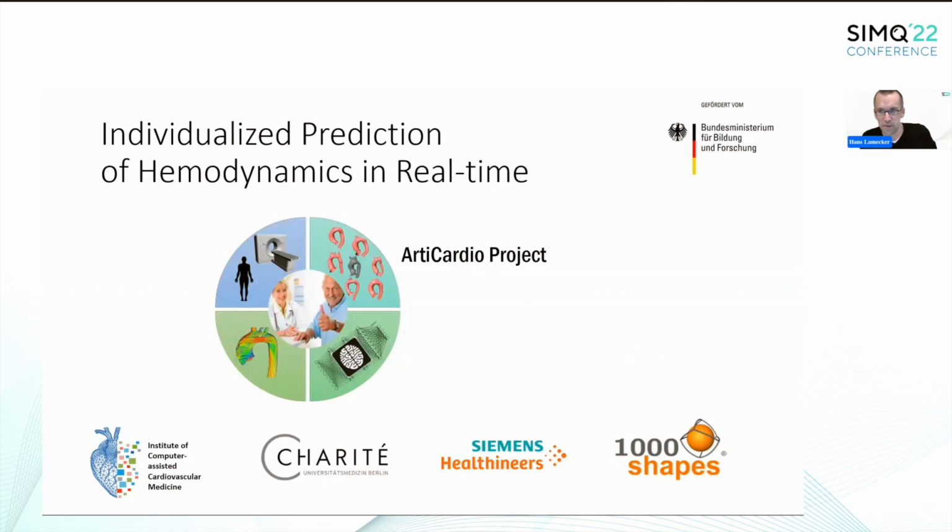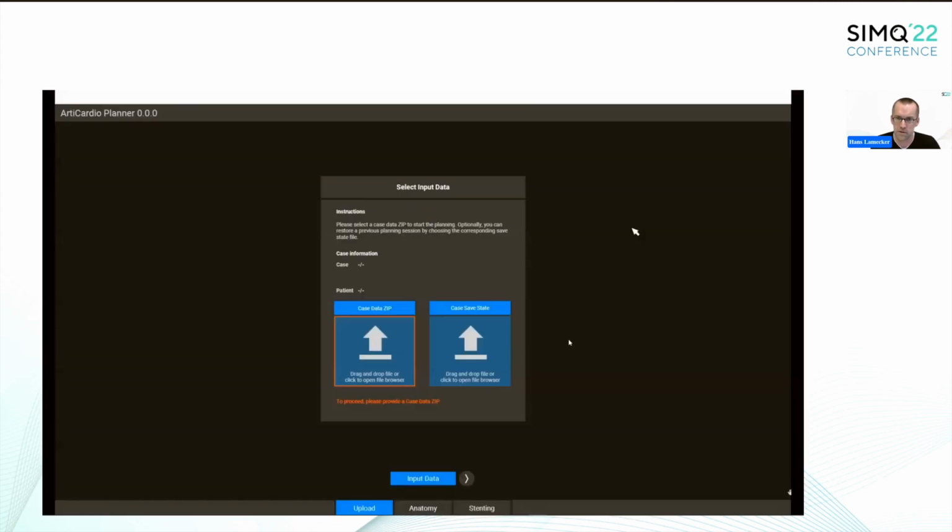In a research project that we have done with some partners from Charité, the Institute of Cardiovascular Assisted Medicine, as well as the German Heart Center, and Siemens Healthineers, we have worked on a project where we have created a system to predict hemodynamics for individualized treatment in real time. Let me show you in a very short video what's the vision behind that, what the system can achieve. So I hope this is running now.